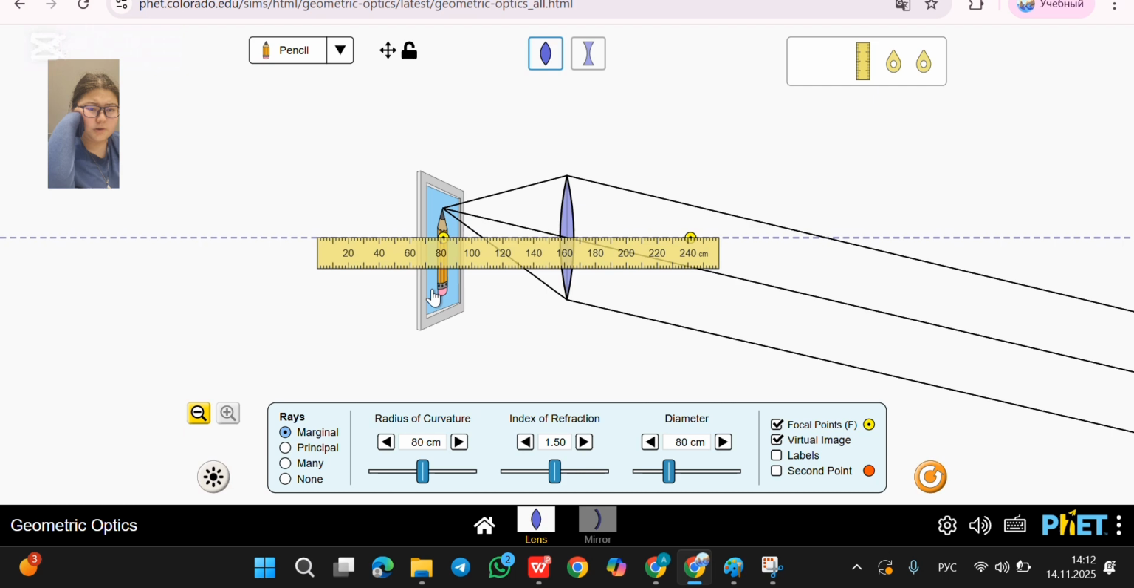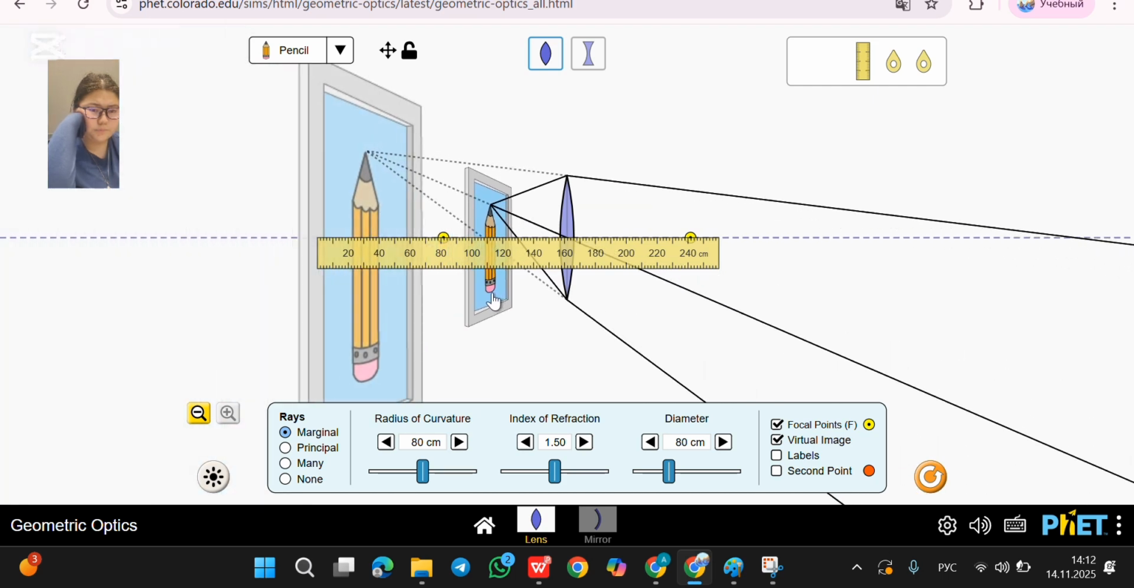So right now we are going to put the object closer than the focal point. And we can see that it's virtual, it's upright, and it's magnified.